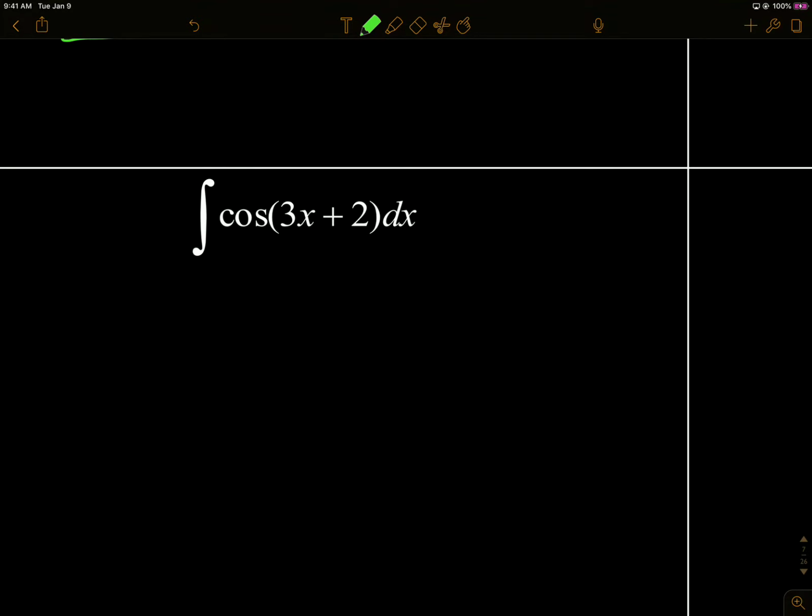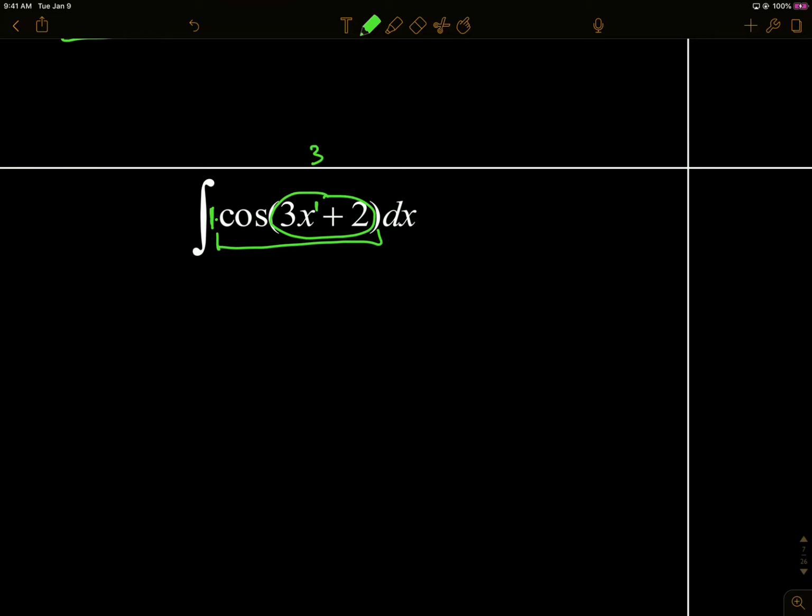All right, let's look at this guy. All right, so this one, it looks like we have a composite function here with the inner function being 3x plus 2. But now I don't see the derivative. What's the derivative of 3x plus 2? It's just 3. But what we have sitting here is a 1. So they're not the same.